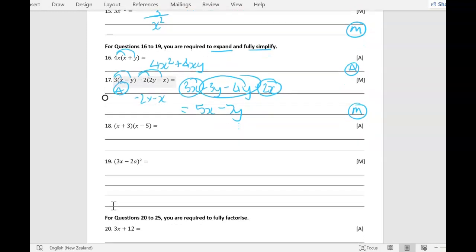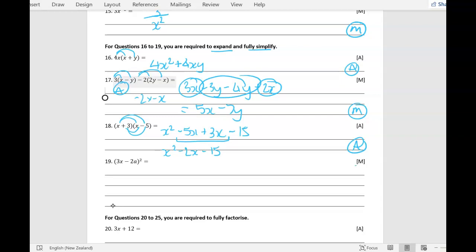So we've now got quadratics. We can tell that by the double brackets. x times x, x squared, x times negative 5, minus 5x, and then 3 times x, plus 3x, and then 3 times negative 5, negative 15. When we merge the middle ones together, we've got some x's. That becomes negative 2x minus 15, and that there got you your achieved mark.